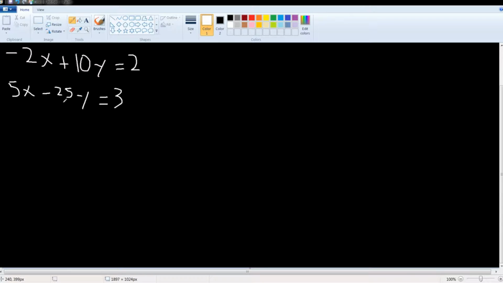So 10 times what gives me negative 25, because I want these to add and become 0, right? So that means 10 times negative 2 and 1/2, sorry, will give me negative 25. So we'll have to multiply by negative 2 and 1/2.